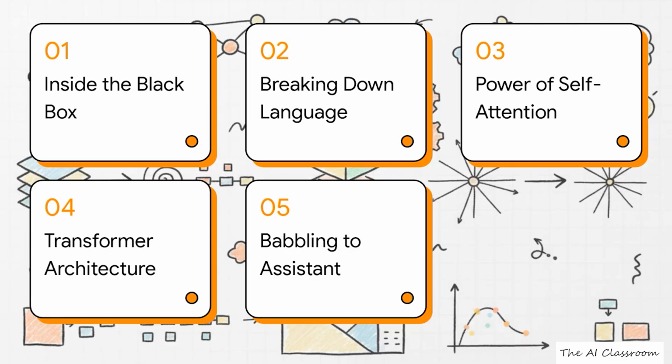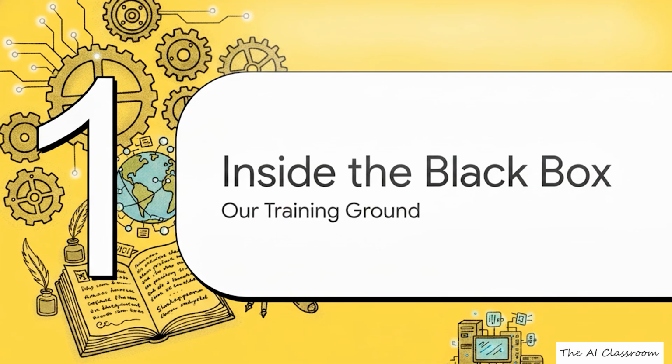Here is our roadmap for the explainer today. 1. Inside the ChatGPT black box. 2. Breaking down the language. 3. The power of self-attention. 4. Building the transformer architecture. And 5. From babbling to assistant. Let's go. Section 1. Inside the ChatGPT black box.